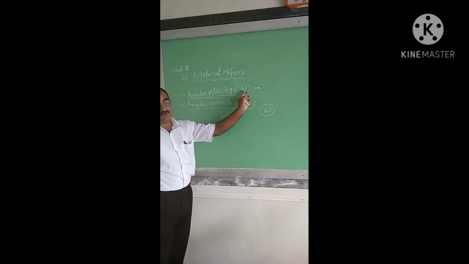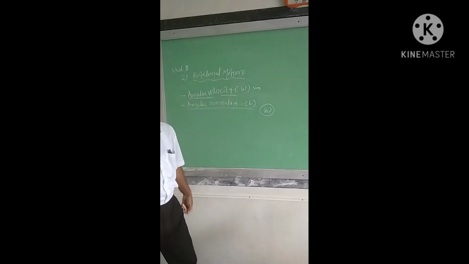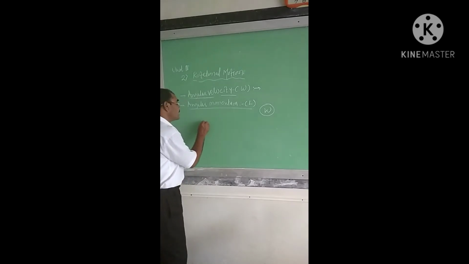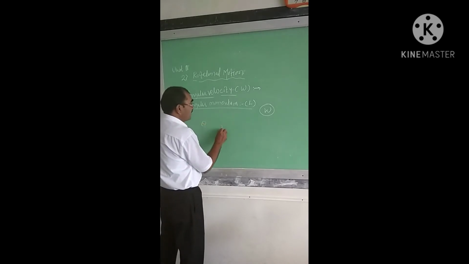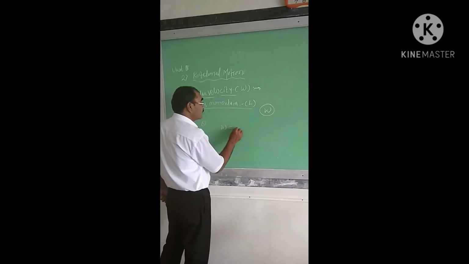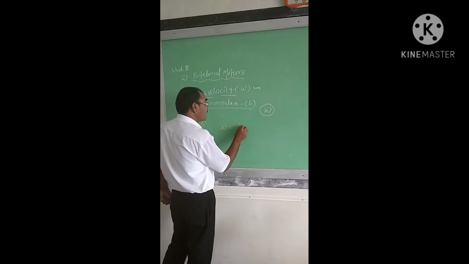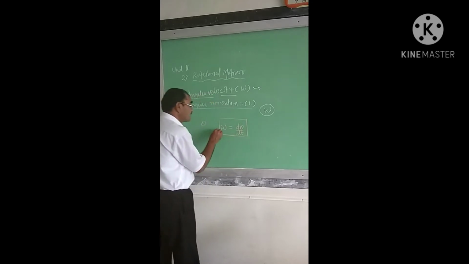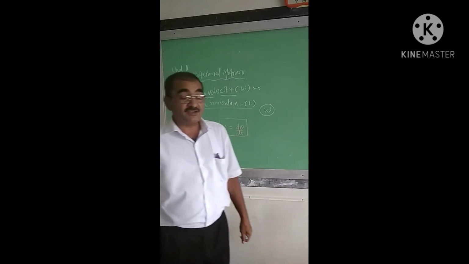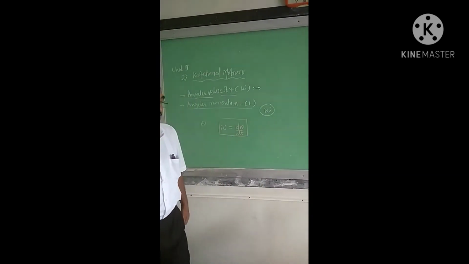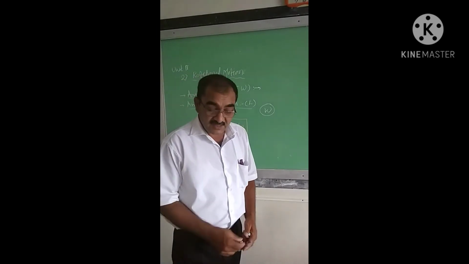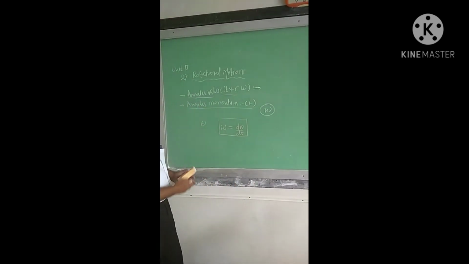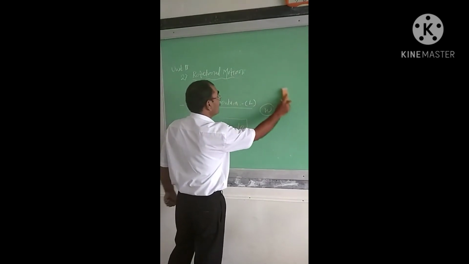Angular velocity is denoted by omega and defined as the rate of change of angular displacement. Let theta be the angular displacement. Then angular velocity, denoted by omega, equals the rate of change of angular displacement, that is d theta by dt with respect to time, and is called angular velocity. It is measured in the unit radian per second.